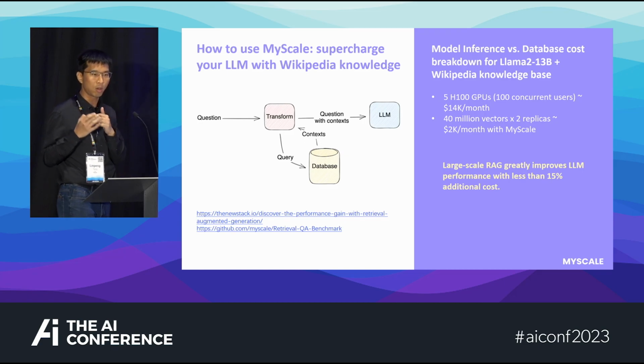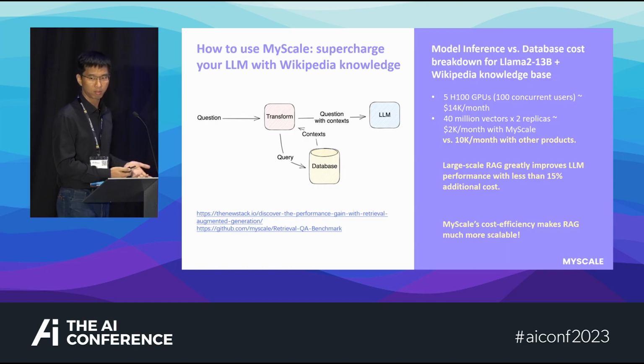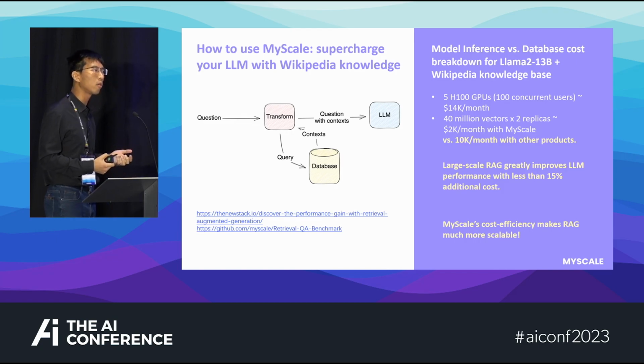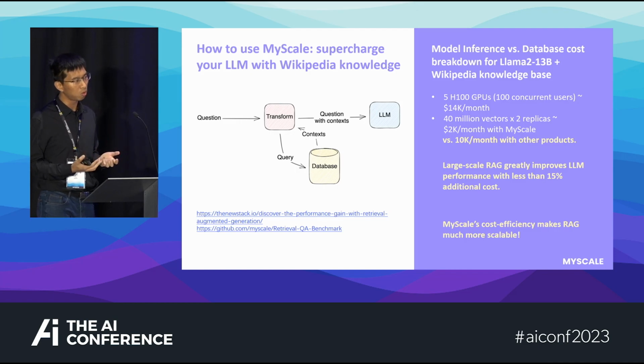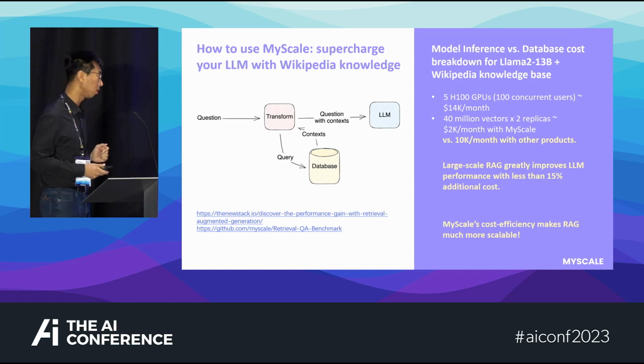So this large-scale retrieval augmented generation can greatly improve performance while incurring less than 15% additional database cost. And because the database is very performant, you can even have more users, so the amortized cost will be even lower. MyScale's cost efficiency makes this large-scale retrieval augmented generation much more scalable. If you use other database products, it can easily cost you about $10,000 per month. So that's very expensive. We are also very interested in exploring this approach where you can combine a medium, customizable, open source language model with a relatively large knowledge base, where you can greatly improve your results while maintaining the cost manageable and fully customizable for your app.